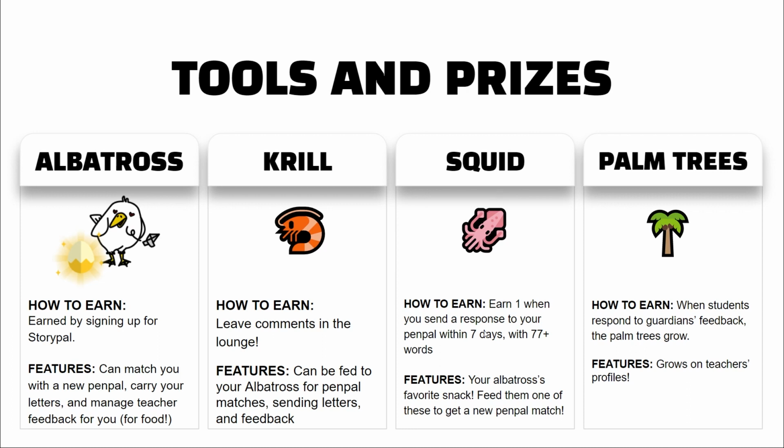You can earn a squid by writing a high quality letter, so over 77 words long, to your pen pal within 7 days of receiving a letter from them. You're going to get a couple of squid when you sign up, but that's how you get more. Let's move back over here to the krill. So you get more krill when you leave comments in the lounge. Krill are used also for finding pen pal matches, but you need to have a lot of them to get a new match. You can use krill more commonly for sending letters and giving and getting feedback, things like that. These are a little bit more low value treat, but they're also easier to earn.